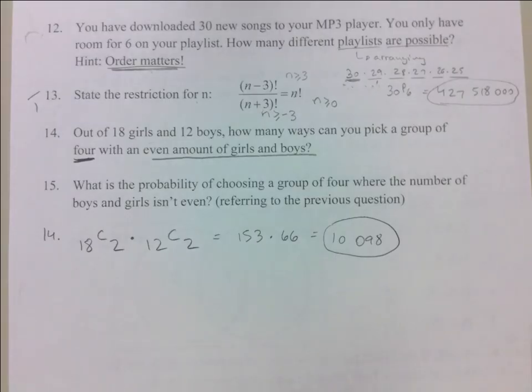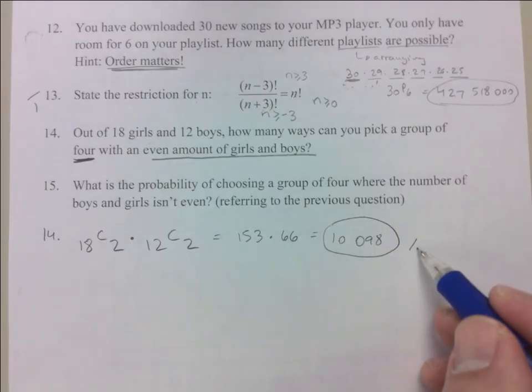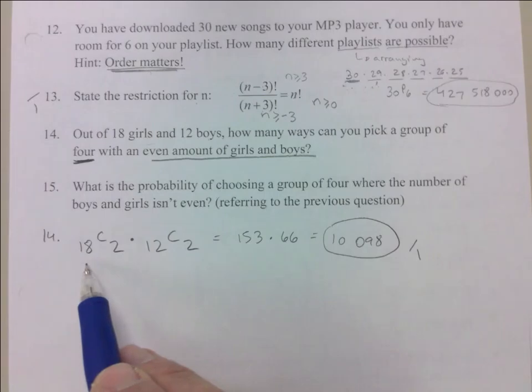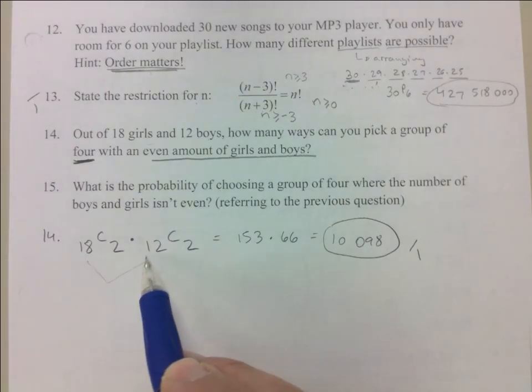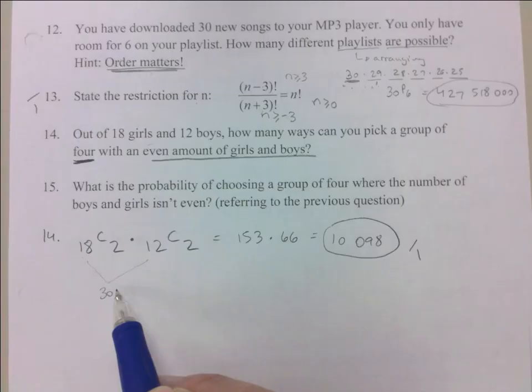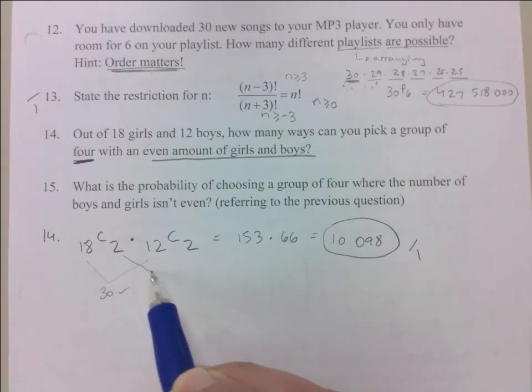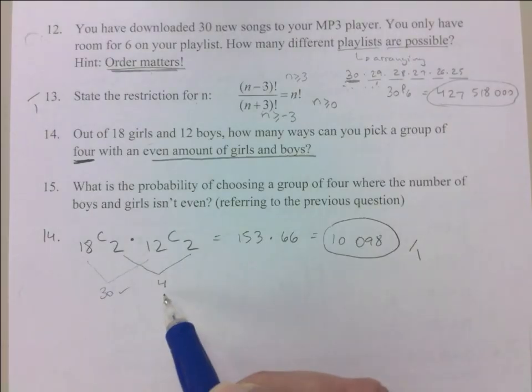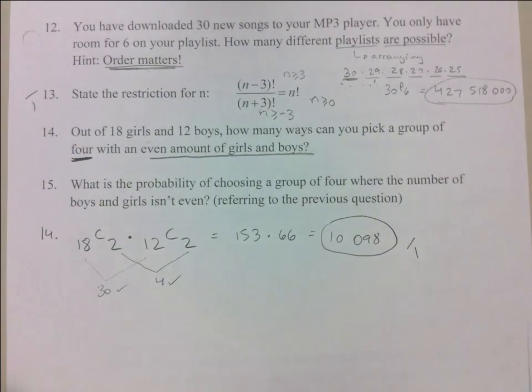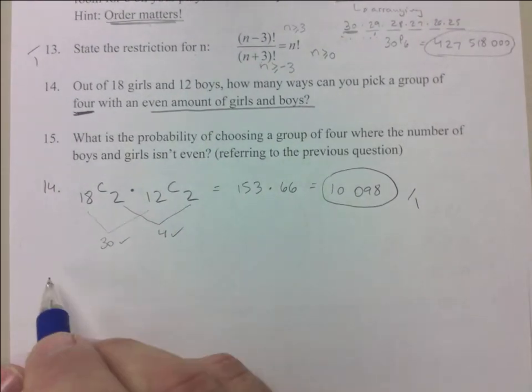I'm going to say all or nothing on this one. It's also worth 1. And remember, you always want to check. My total, does it add up to 30? Yes. Is it making me a team of 4? Yes. Right? So those are the things you want to check when you use combinations. 15.